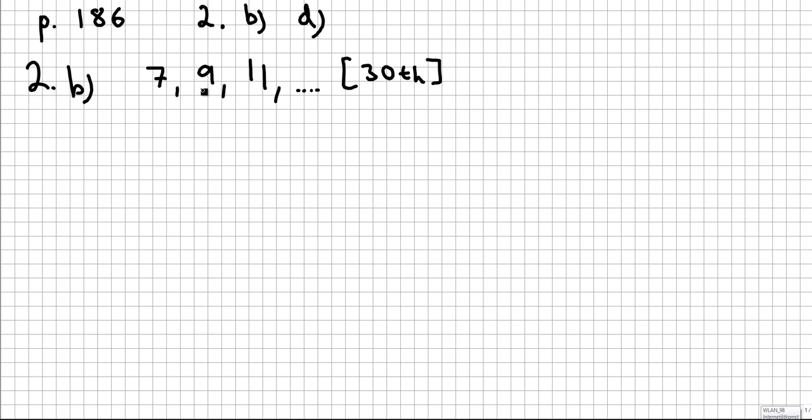This is the first one, this is the second, this is the third. Remember, the first term we call U1, the second one we call U2, and the third one U3, etc. And they would like to know what U30 is.